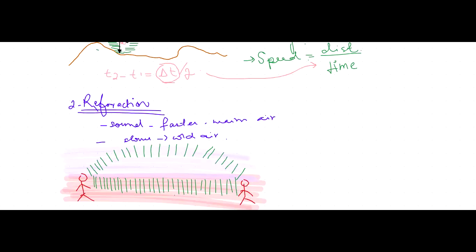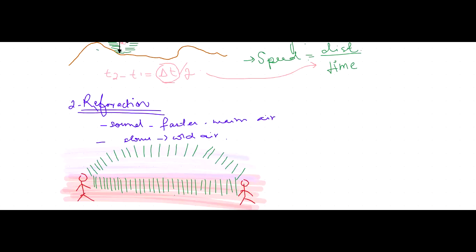So in winters, generally, we have a bit of warm air at the bottom and then we have cold air. When the sound waves travel from the warm air to the cold air, they are going to undergo refraction. Why? Because sound travels slower in cold air. Since sound travels slower in cold air, it's going to take a bit more time to reach. So the speed changes, it will refract and it will bend, right?